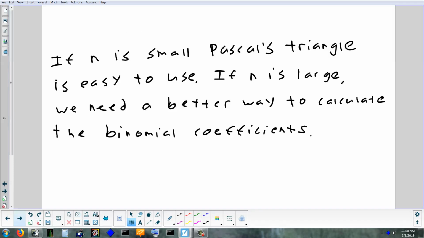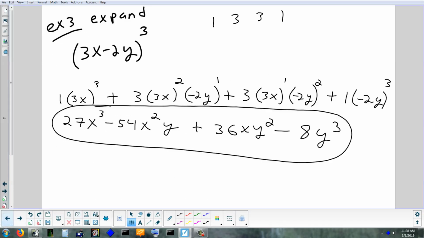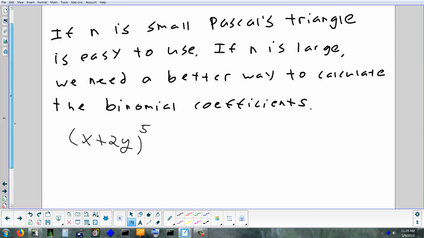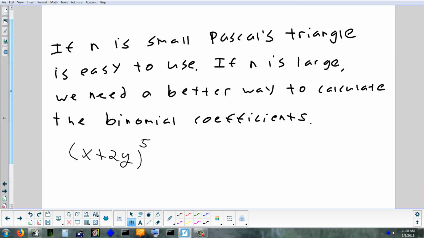So, if the power you're raising to is small, Pascal's triangle, pretty easy to use. If we start getting large, we need a better way. What we've been doing so far is taking binomials, remember, binomial means two terms, and raising it to a power. When you do that, you get all these coefficients, like 27, 54, 36. Those numbers come from what we call binomial coefficients. So what we're going to look at now is what's called the binomial theorem. It gives us a way to figure out the coefficients, even if you had something like that.